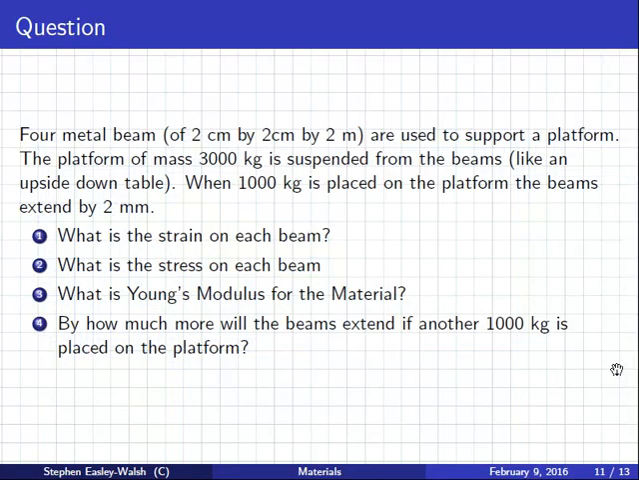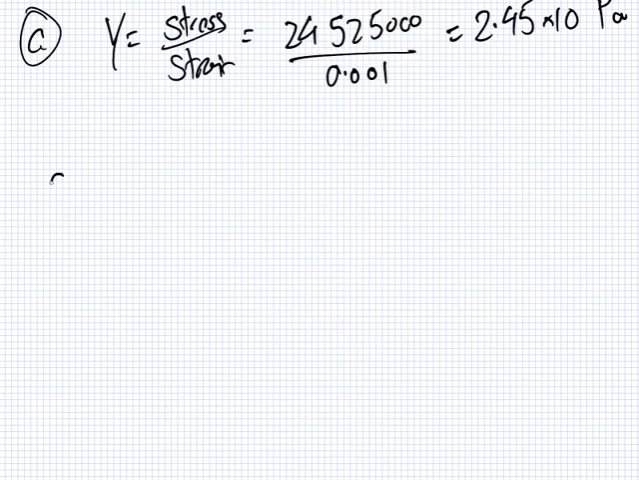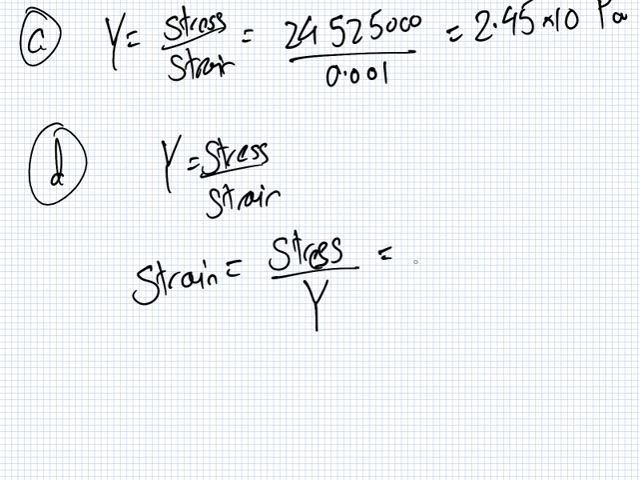Now, the next part here is, if you place another 1,000 kilograms on the platform, how much more will it extend by? You could work out the constant k if you want, or what I was thinking more is using this formula here. Young's modulus is stress over strain. Which one has the length in it, the stress or the strain? The strain. So you can say strain is stress over Young's modulus. Now the Young's modulus, we know it's 2.45 times 10 to the 10.